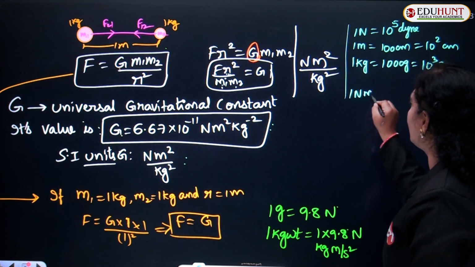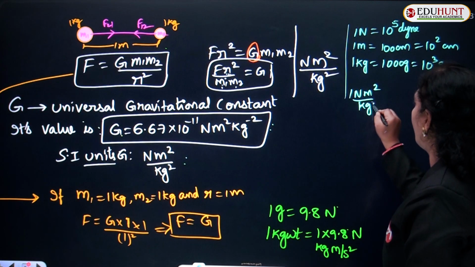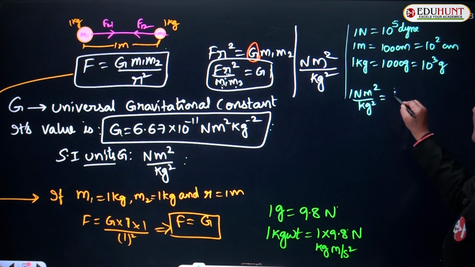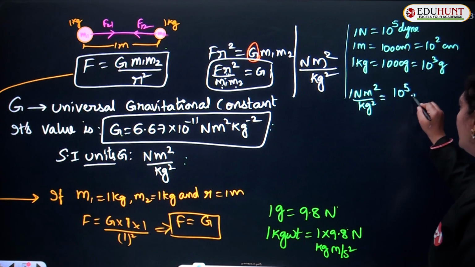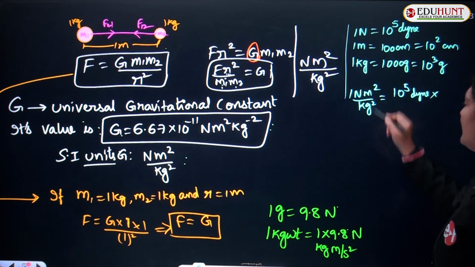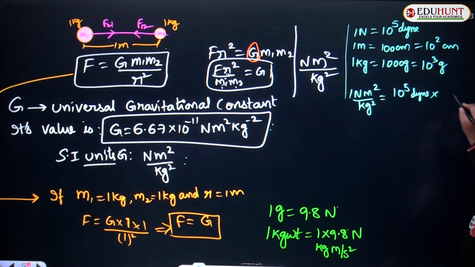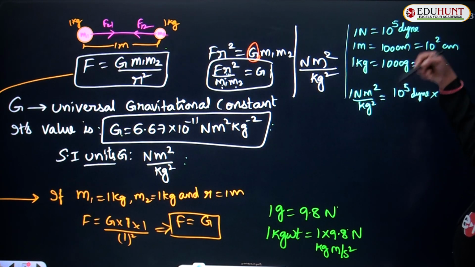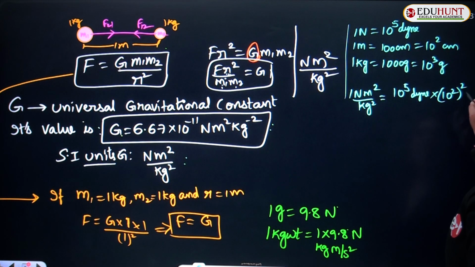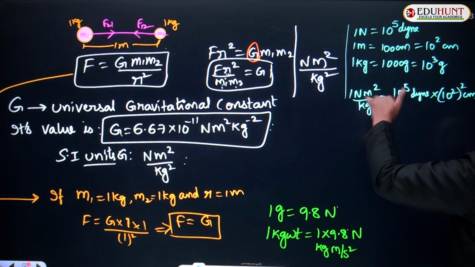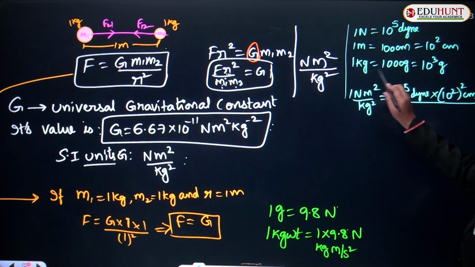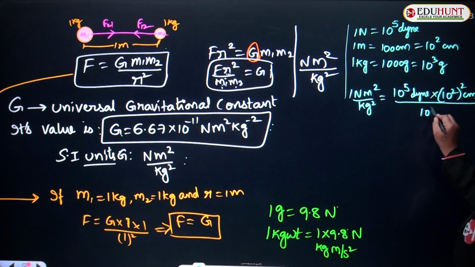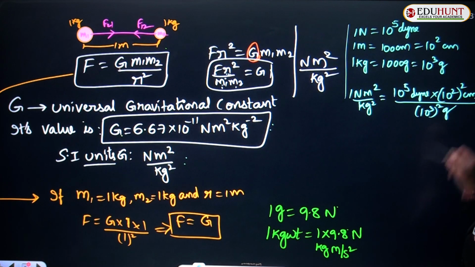1 Newton meter square per kg square in CGS system can be written as 10 power 5 dyne, meter. 1 meter is 10 square centimeter. So 10 square meter square indicates 10 square whole square centimeter square. Meter is 10 square centimeter, meter square is 10 square whole square centimeter square upon kg. Kg is 10 cube grams, kg square means 10 cube whole square grams.